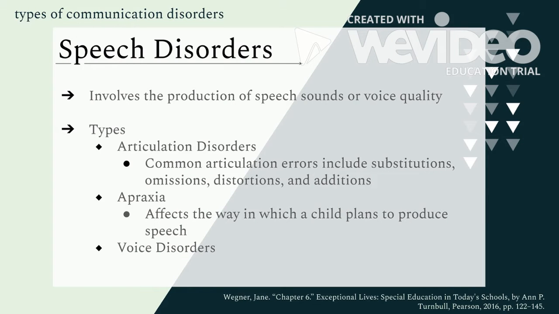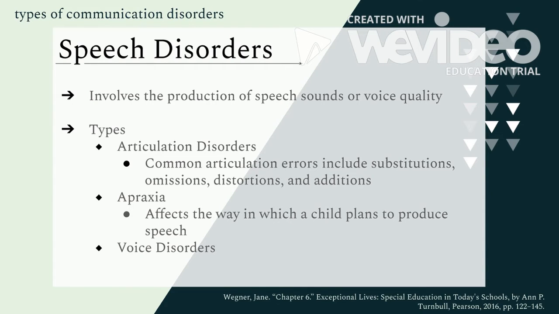So speech disorders involve specifically the production of speech and the quality of said voice. There's a few different types. One, the most common, is articulation disorders. It's when the person has trouble pronouncing the words. Specifically, they tend to substitute sounds, omit sounds, distort their sounds, or add different sounds. For example, if you are saying dad, they might say da, or that's an omission. Or substitution, instead of saying mom, they might say mop. Like they might just substitute different sounds in.